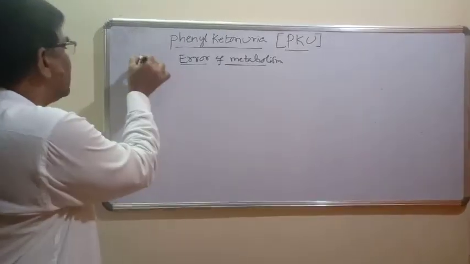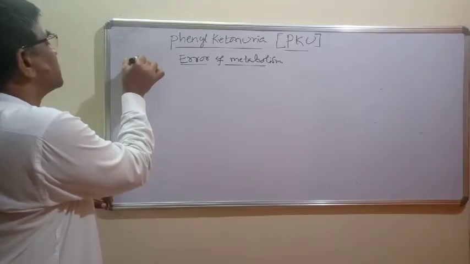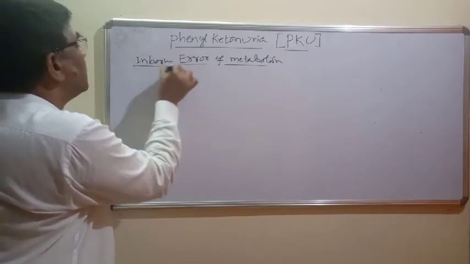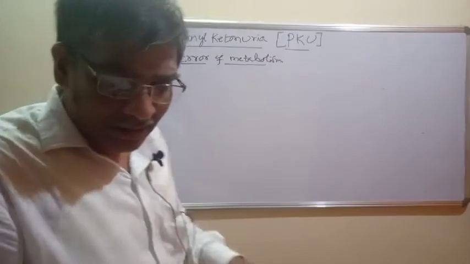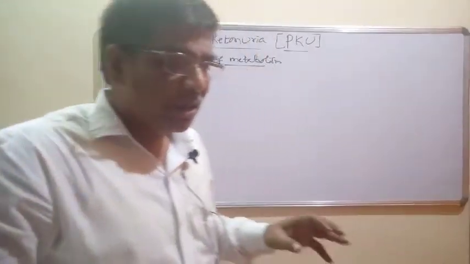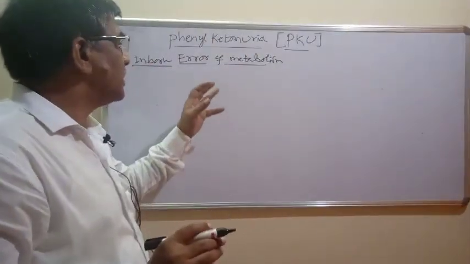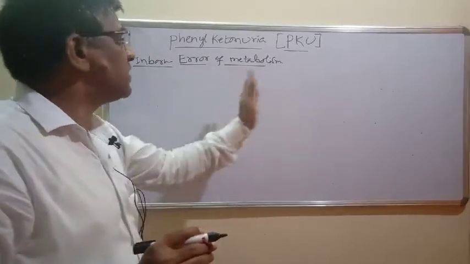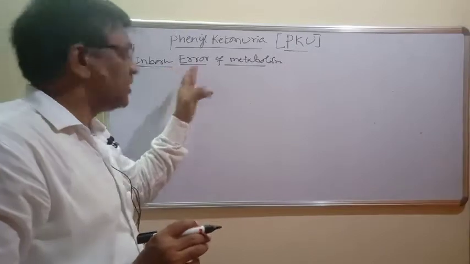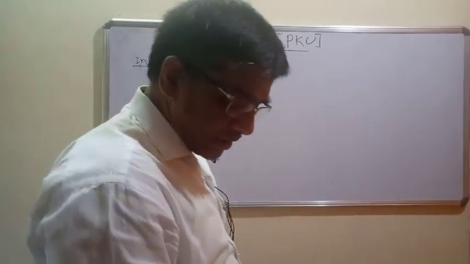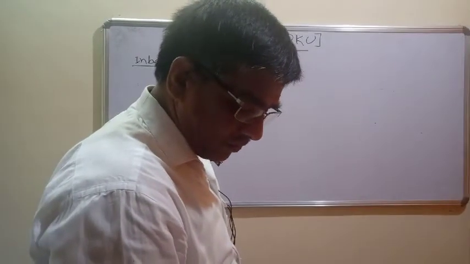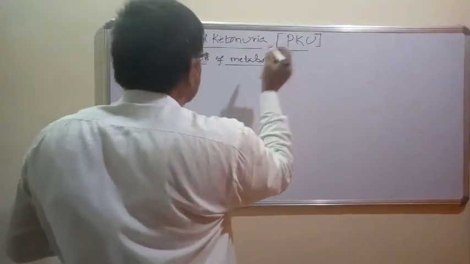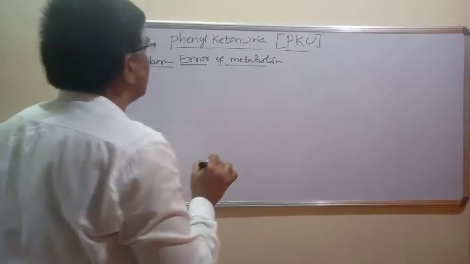But this error is transmitted from parents. Therefore this is called an inborn error of metabolism. This error has not occurred on that particular day or in the life of an individual, but it is transmitted from the parents. So therefore it is an inborn error of metabolism. This kind of error, we call it phenylketonuria.